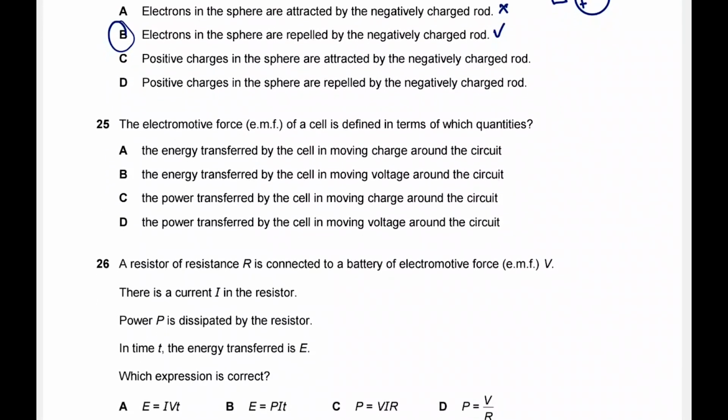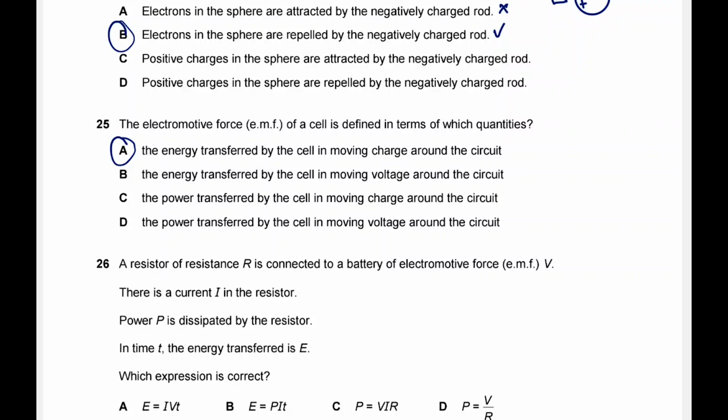Continue to 25. The EMF of a cell is defined in terms of which quantities? A. The energy transferred by the cell in moving charge around the circuit. Yes, oh, this is so nice. Every time they ask for something with a definition, again it's A.